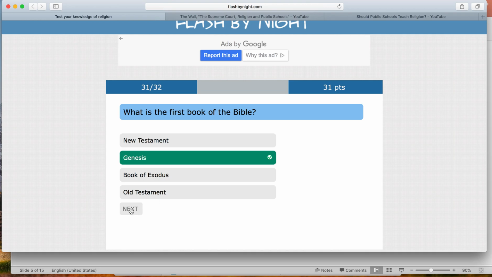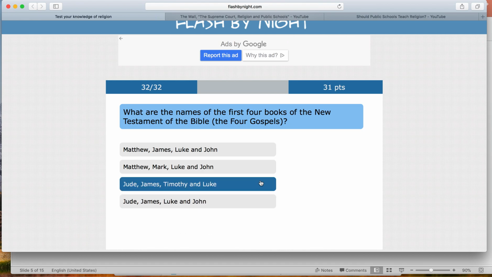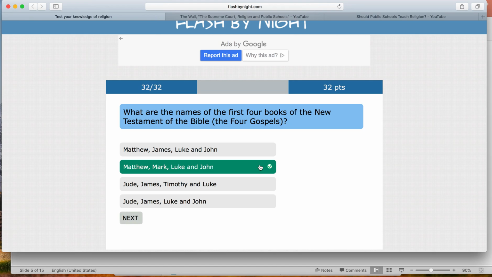All right, now our last question here on our quiz. What are the names of the first 4 books of the New Testament of the Bible, or the 4 Gospels? Is it Matthew, James, Luke, and John? Matthew, Mark, Luke, and John? Jude, James, Timothy, and Luke? Jude, James, Luke, and John? Okay, if you selected Matthew, Mark, Luke, and John, you'd be correct.